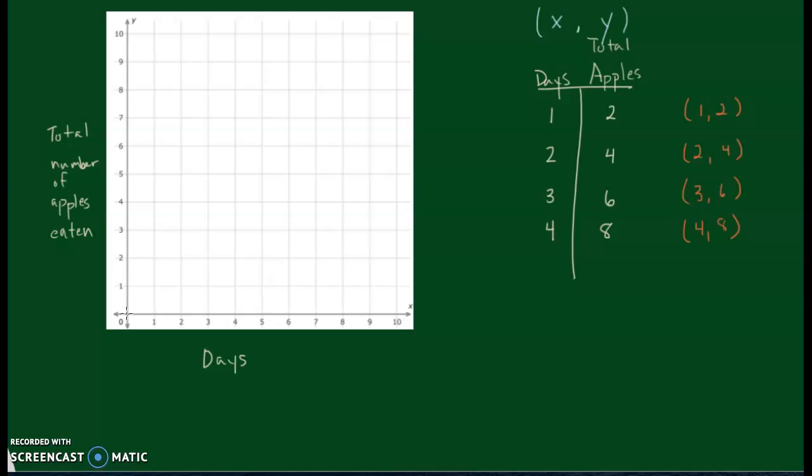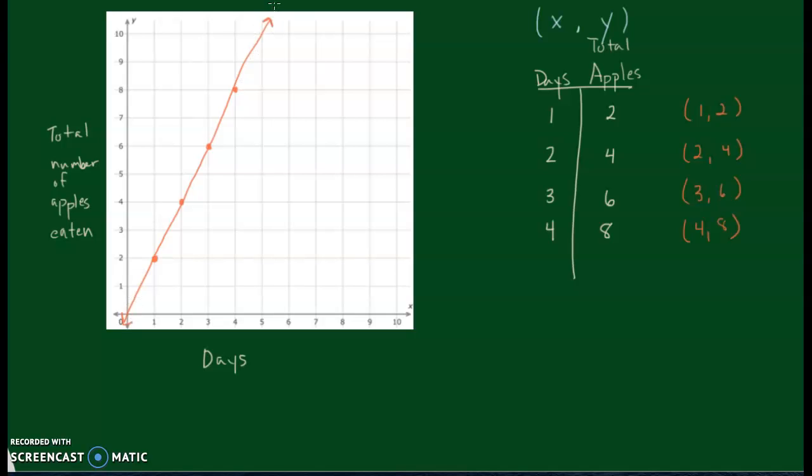So the x, the first number, is how many we go to the right. So we're going to go over 1, up 2, and plot our data. Then second day we're going to go over 2, up 4, over 3, up 6, and then over 4, up 8. Now with that we're going to connect the dots. Do the best I can here to make it straight. I'm going to make a line.